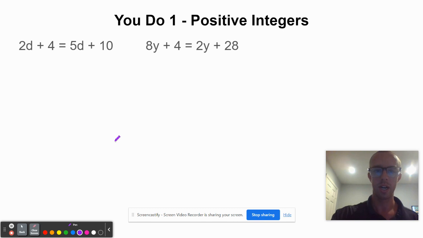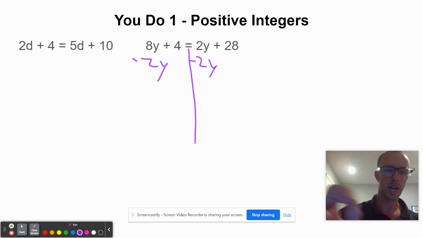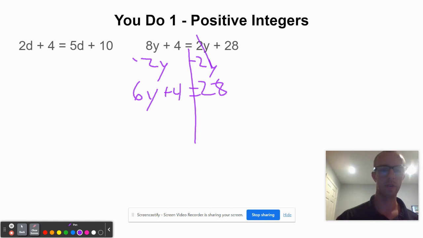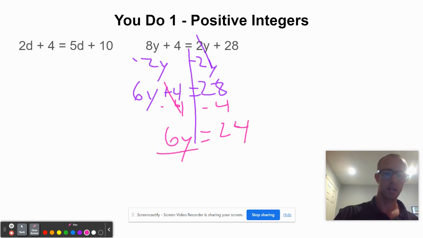I'll do this one even quicker. I'm going to get rid of the 2y because I want variables on only one side. These cancel. On this side, I'm left with 28. On this side, 8y minus 2y is 6y. I have a positive 4 left over. And so now I've turned it into a 2-step equation. I'm going to subtract 4 from each side. These cancel. I get 6y equals 24. Divide each side by 6 to get rid of the coefficient. You get y is equal to 4.